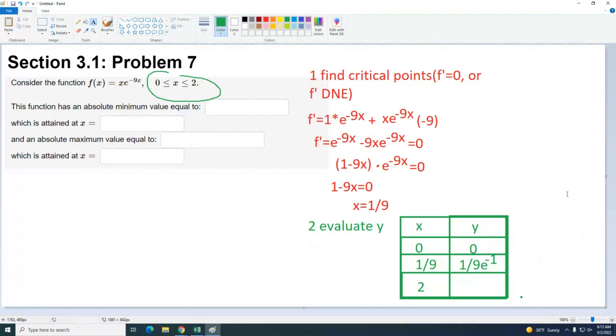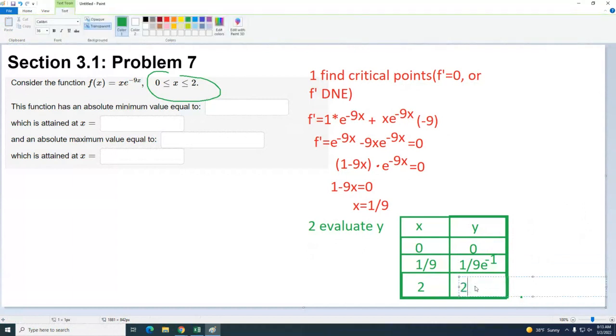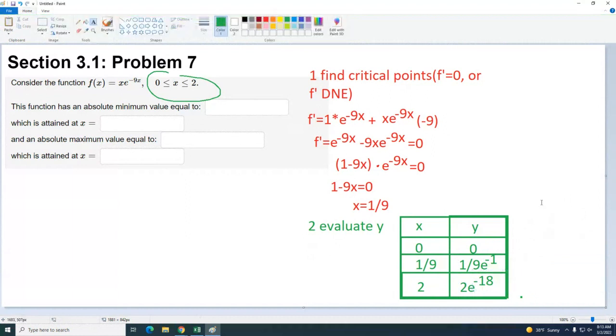Then we have 2. If x equals 2, it is 2 times e to the negative 18. It looks like an even smaller number. Whenever the power is a large negative number, that makes the number really small. Okay, so now it's time to evaluate which one's maximum, which one's minimum. The way I write it, we can hardly compare them, so you might have to find the decimal answer to say which one's largest, which one's smallest.